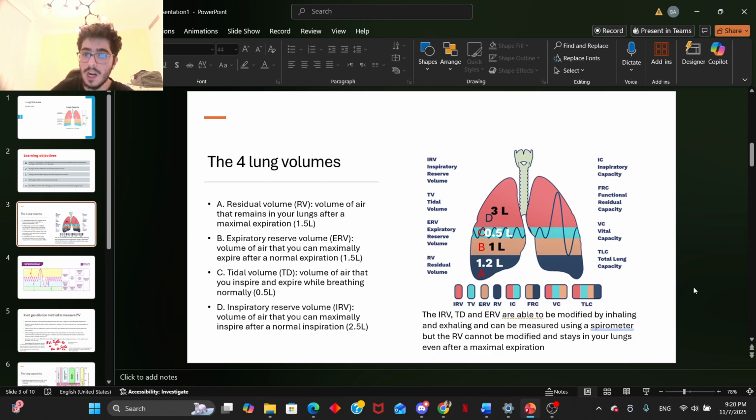And remember, the ones that are modifiable are going to be all these ones, the ones here. The only one that is not modifiable is the residual volume. The residual volume, you cannot change it. It's always going to be in the lungs. And it's the only one that you can't measure using a spirometer. All the other ones you're going to be able to measure using a spirometer. I'm going to show you right now.